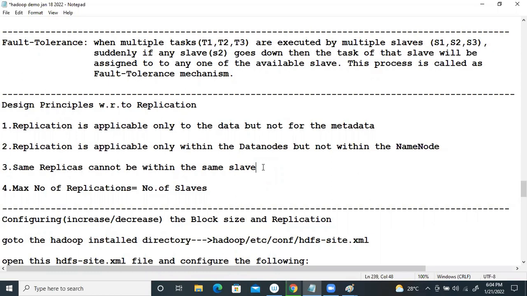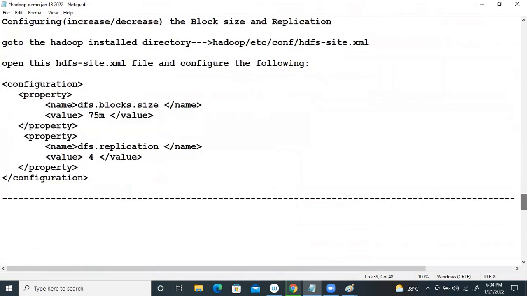So the maximum number of times is how many slaves we can have. But generally, if the data is sensitive, you go with the default 3, or you can go for 4, 5, or 6 times. Here you have changed the configuration file and given 4. By default, it will accept only 3, but if I want 4, 5, or 6, in that case you can change it here to however many you want. Based on the importance of your data. Okay, fine, thank you.